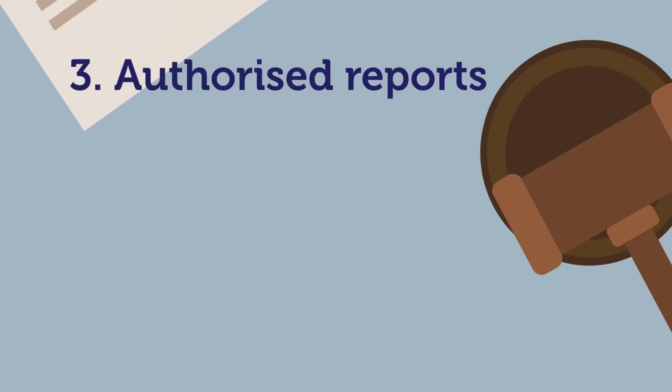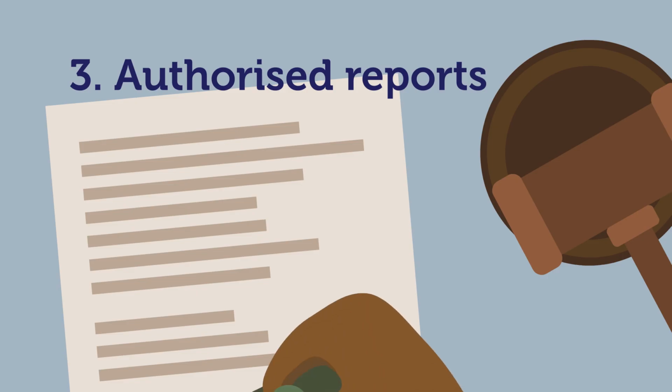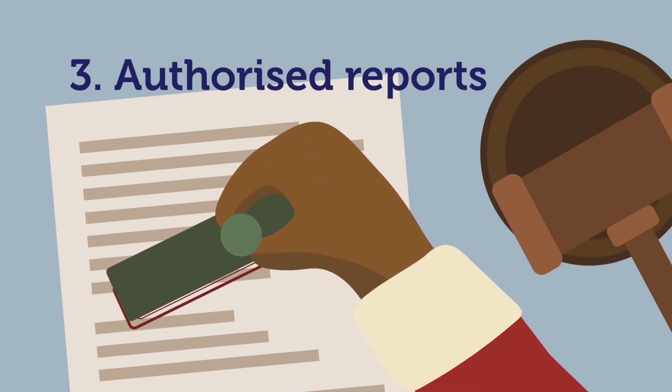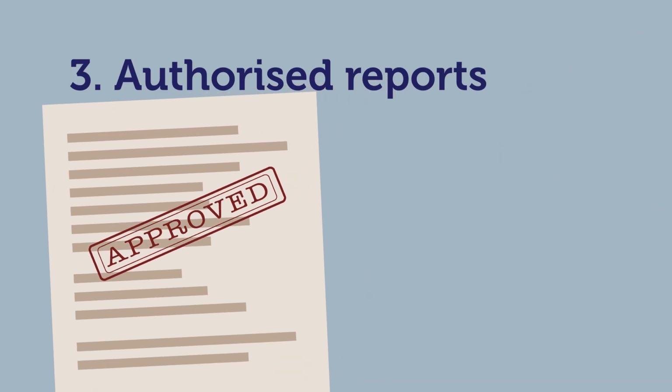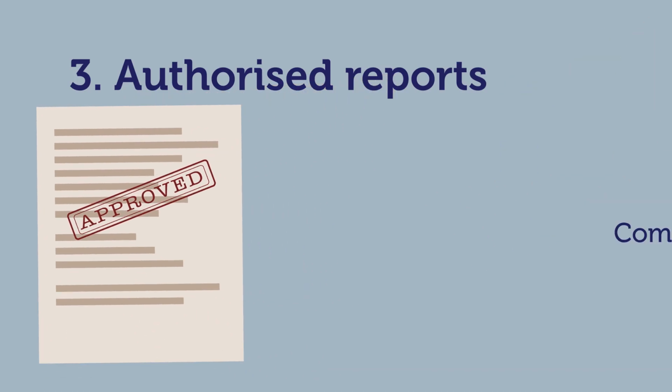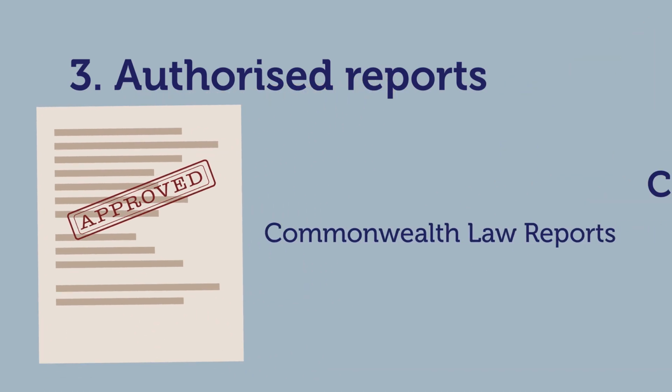Authorised reports are approved by a judge or their associate. Each superior court jurisdiction has one authorised report series. For example, the High Court of Australia's authorised law report is the Commonwealth Law Reports, abbreviated to CLR.